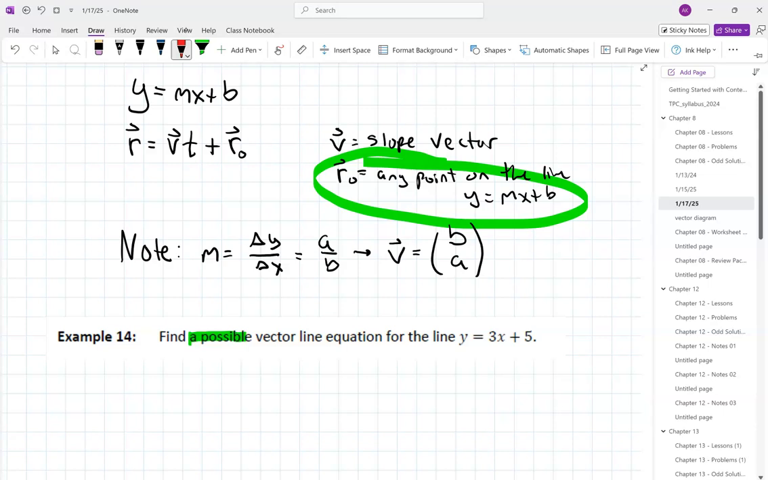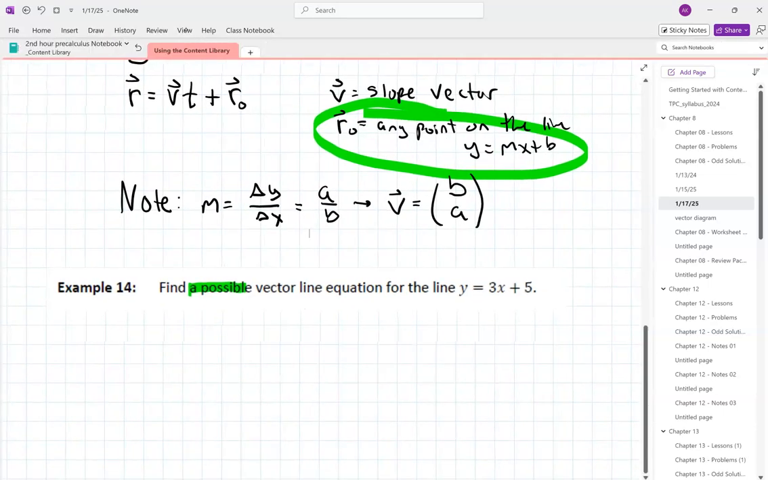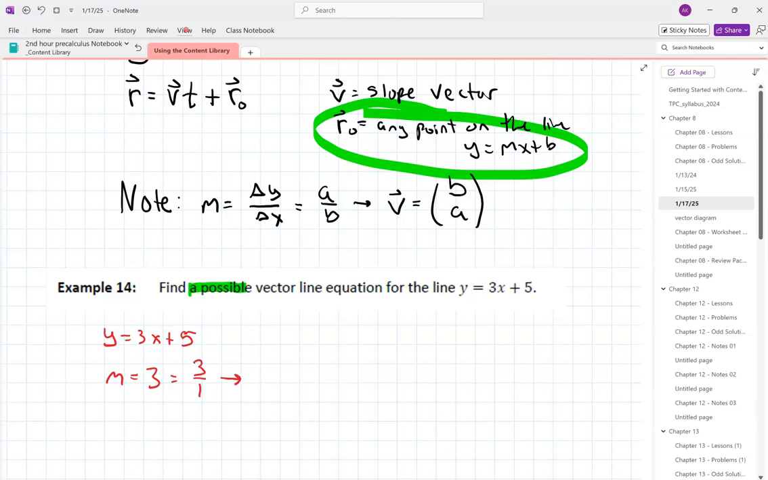So first thing I'm going to want to do to get the vector line equation is I need the slope off of this line and any point on this line. So what's the slope for y equals 3x plus 5? It's 3. But I need to write that as a fraction, so how am I going to write it? 3 over 1. So that means that my slope vector can be 1, 3. Feel good so far?